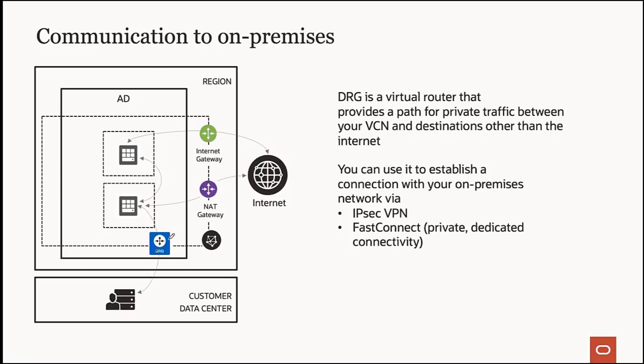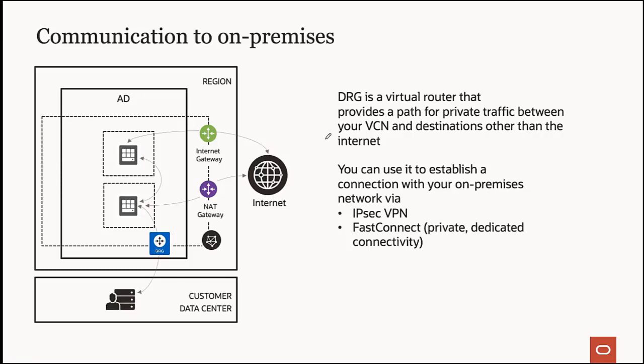Why is this a crucial component when we start building out our networking layer? Yeah, absolutely, Larry. The DRG is a logical construct, and the back end is two physical routers. So we do provide redundancy from that aspect when it comes to the DRG.